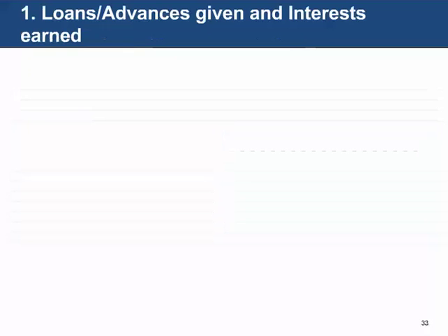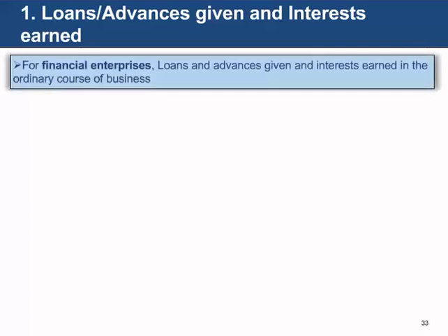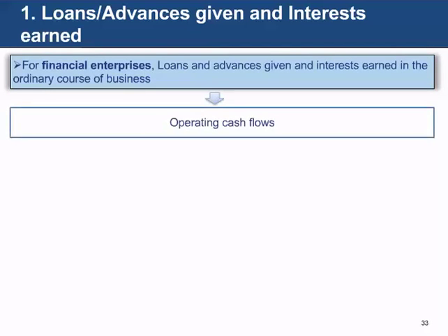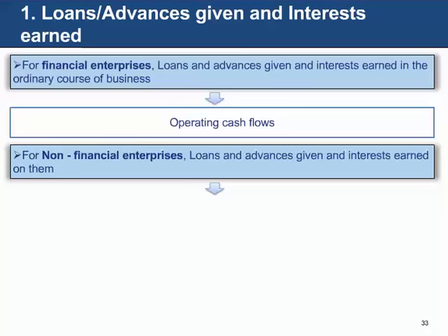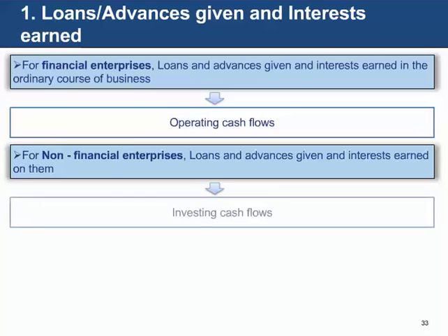Now let's understand various types of cash flows and how they are required to be classified into either operating, investing or financing cash flows. For financial enterprises, loans and advances given and interest earned in the ordinary course of business are operating cash flows. However, for non-financial enterprises, loans and advances given and interest earned on them are basically investing cash flows.